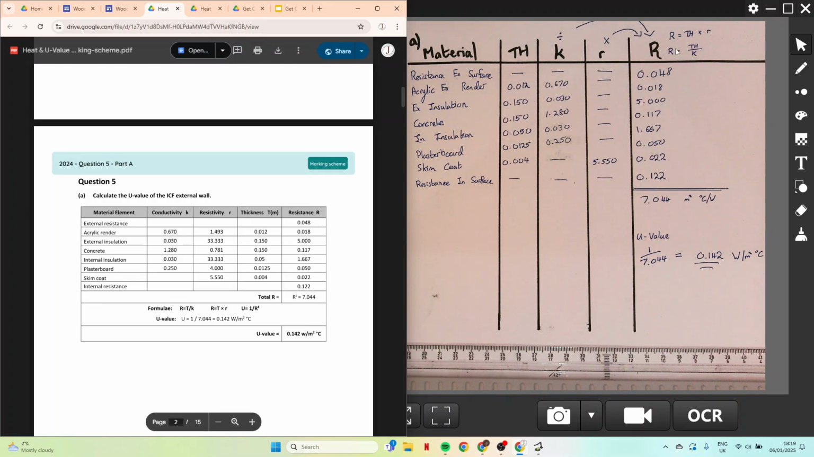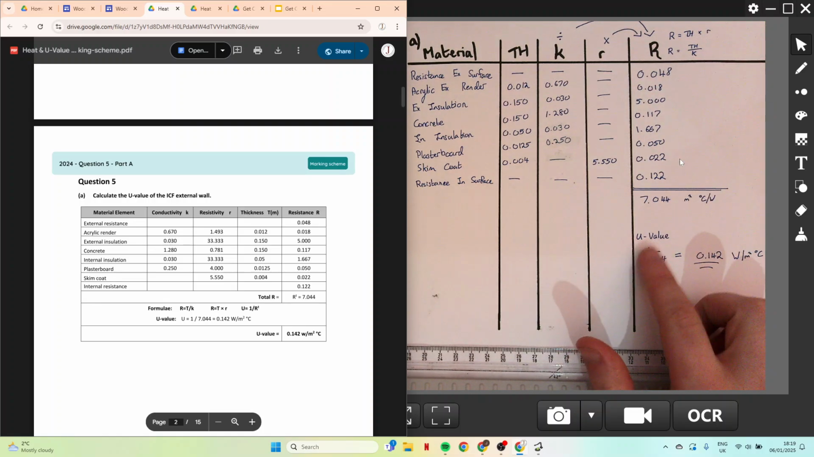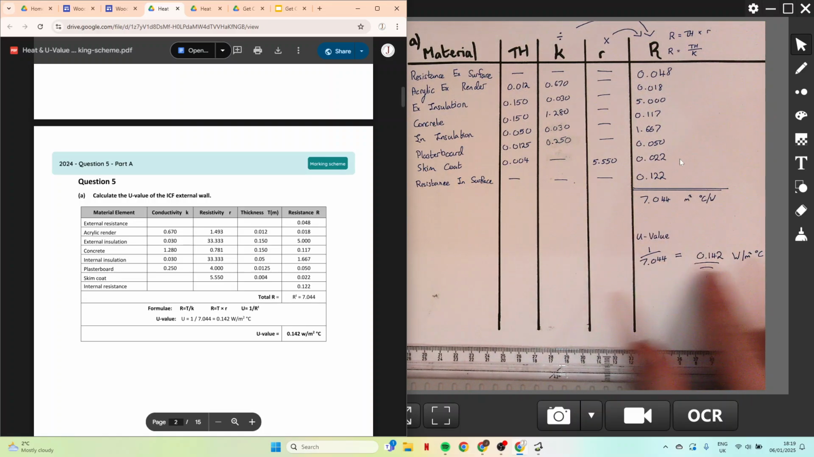Again, conductivity, you're filling it into the formula. In this case, dividing by K. Resistivity, you're multiplying by your thickness, and then you're adding them all up. Adding them all up, you'll eventually get to your total resistance. Once you have that, you're then going to go along and do this final last bit of calculation. 1 over total resistance equals your answer, your U value.